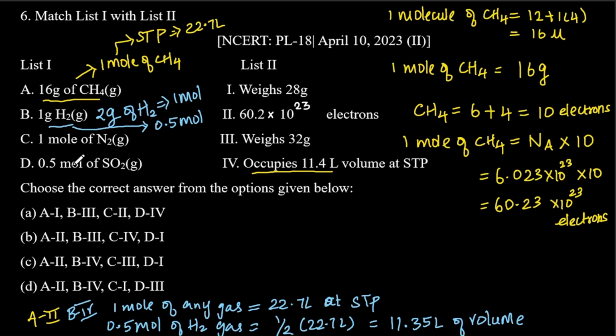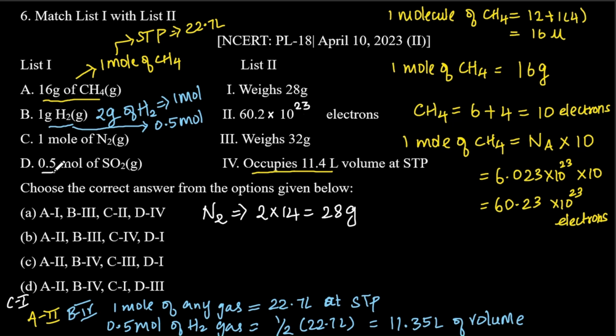Then going to the next statement, C. 1 mole of N2. N2 has 2 nitrogen atoms, so the mass is 2 into 14 gram, which is equal to 28 gram. So 1 mole of N2 has the weight of 28 gram. So for C, the option is 1.